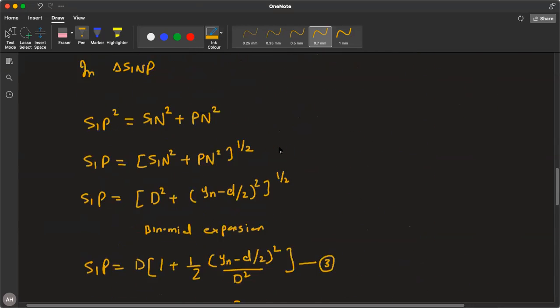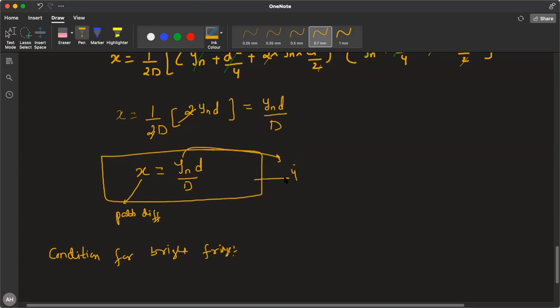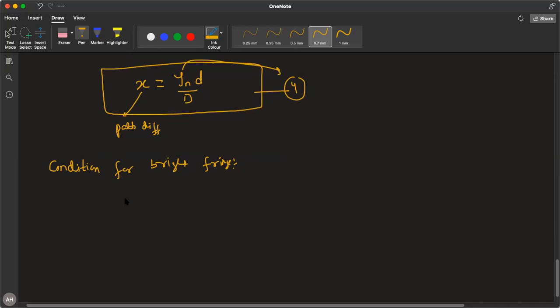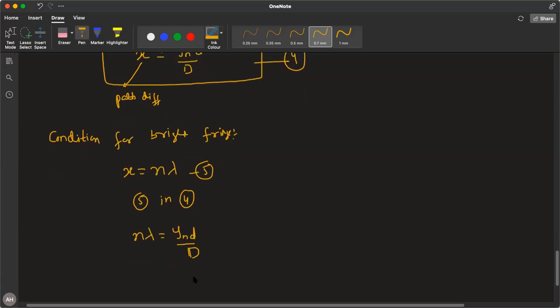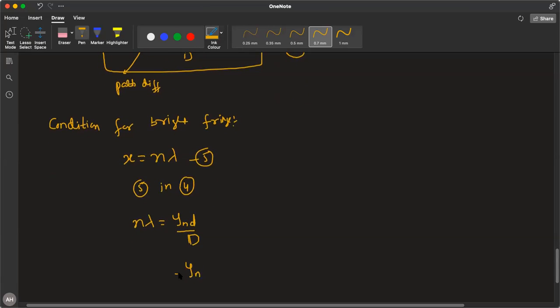Let's call this equation number 4. For bright fringe, your x is n lambda. We have already calculated that the path difference for the bright fringe is n lambda. I call this 5. Let's substitute 5 in 4. So we get n lambda is yn into small d by capital D. So you can write that yn is n lambda capital D by small d. That's yn.